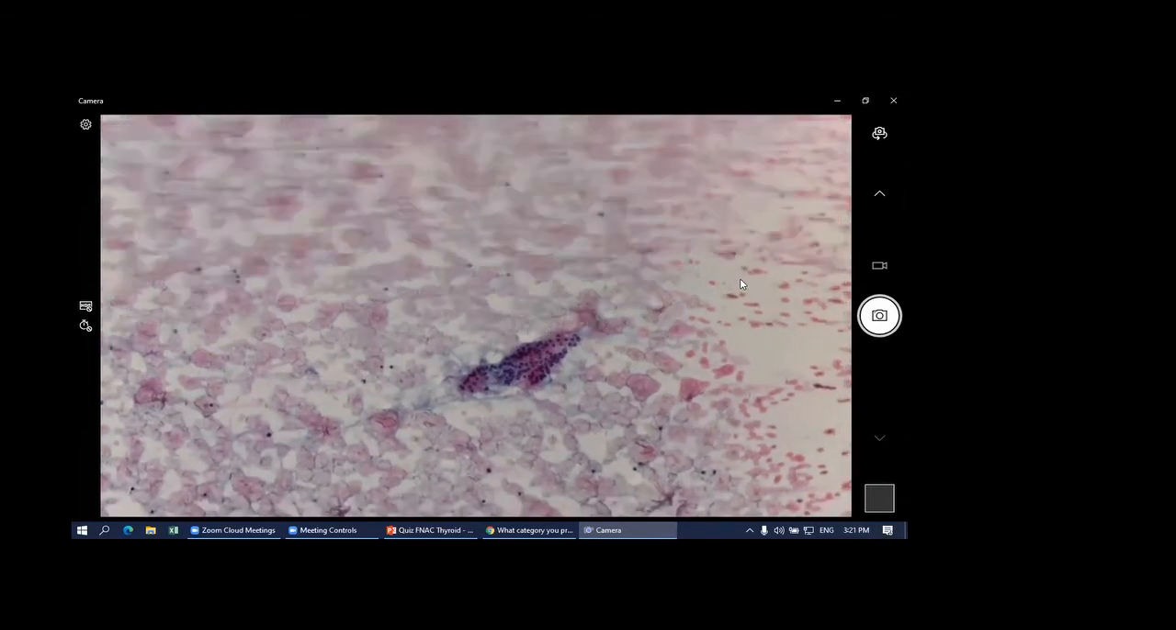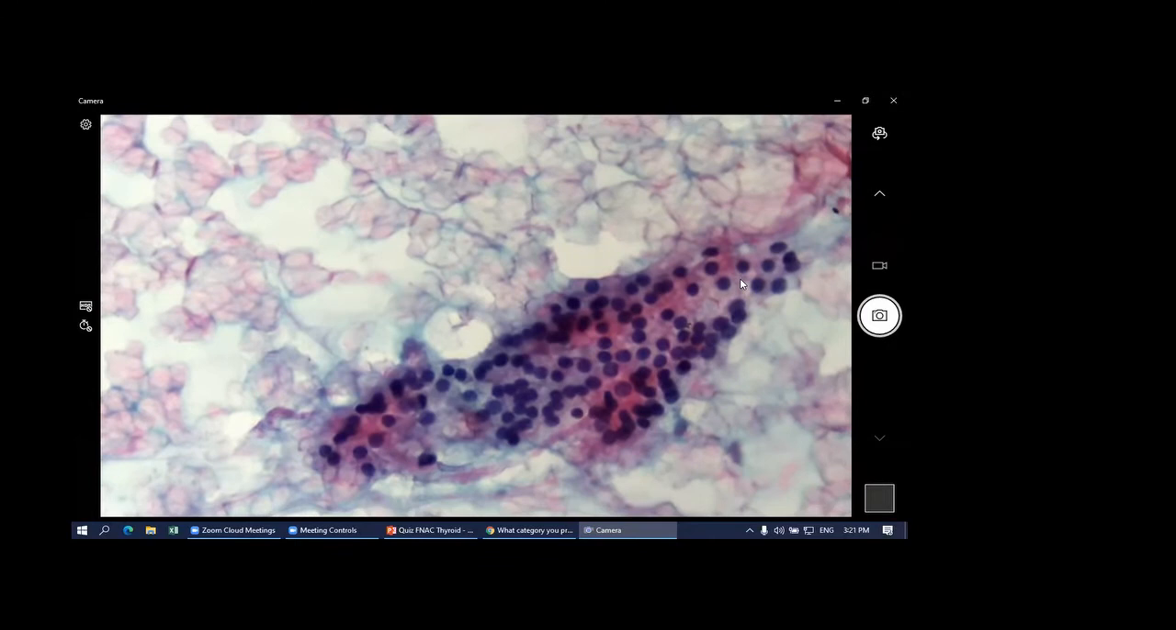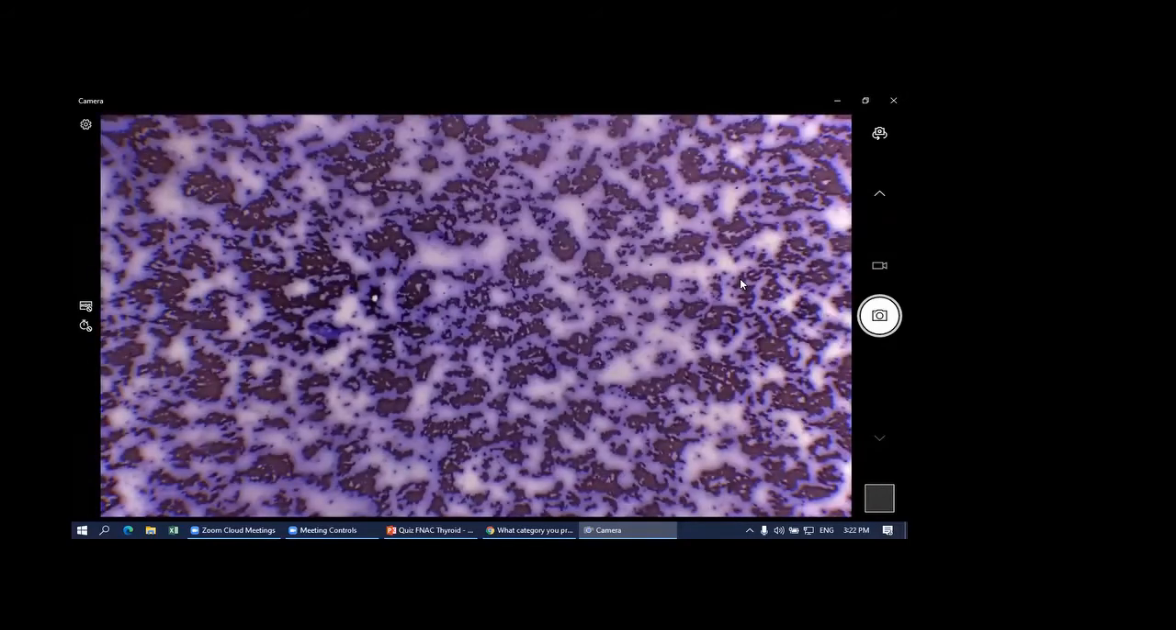You can see some follicular cells that look very benign looking. This is still considered flat sheets, right? And I'll show you the MGG. There's not much cellularity in the PEP.